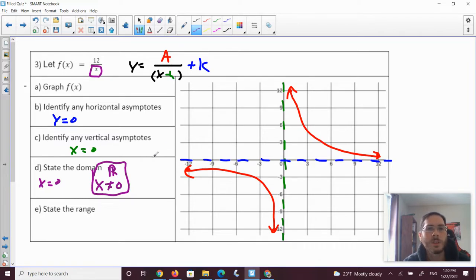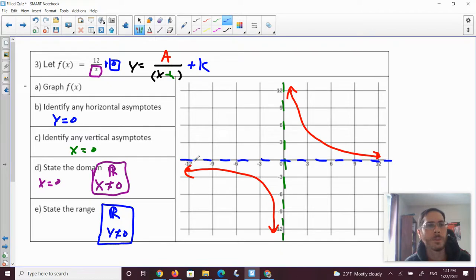For the range, again, the only thing that we're going to break is this k, but we're not adding anything. So like there's a plus 0 over here. So our range is going to be everything except this value, because again, we can't hit the asymptote. So it's going to be all real numbers, but y is not allowed to be 0. So again, this means we can pick anything except 0.